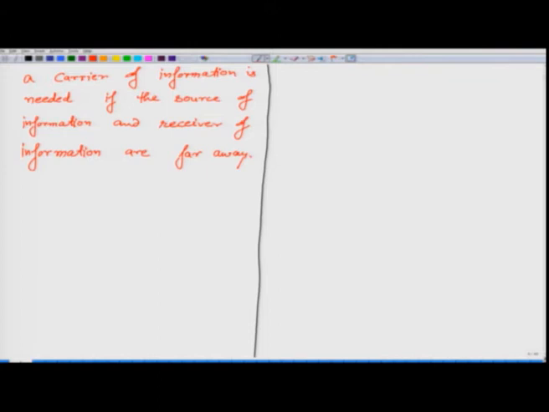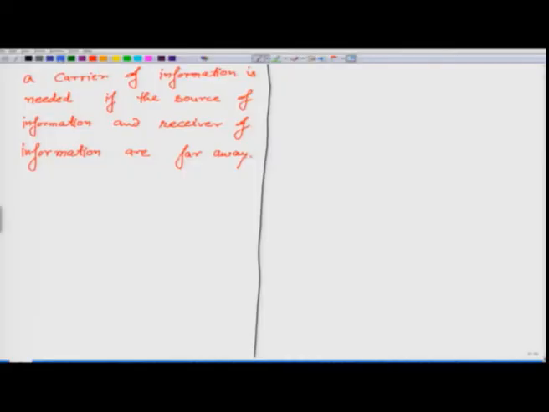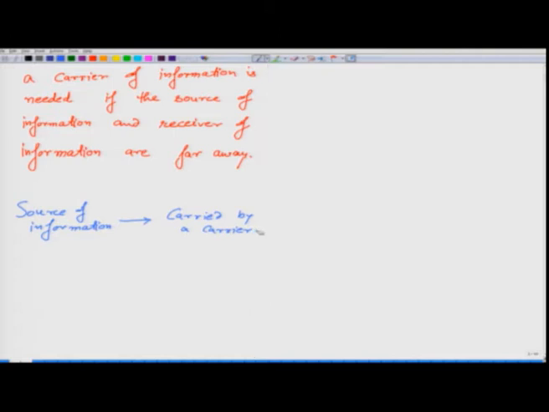In modern electronic communication, if we want to draw a block diagram of different components, we can include all these three essential components: a source of information, which will then be carried by a carrier, and this will then be received at a receiver of information.